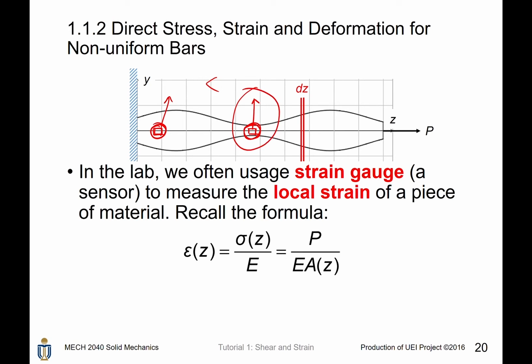This one is bigger. Recall the formula of the strain. The strain is given by the local stress divided by the Young's modulus, where the local stress is given by the applied load divided by the local cross-sectional area. So of course here the cross-sectional area is much smaller, so the local strain here will be very large in comparison to that here.